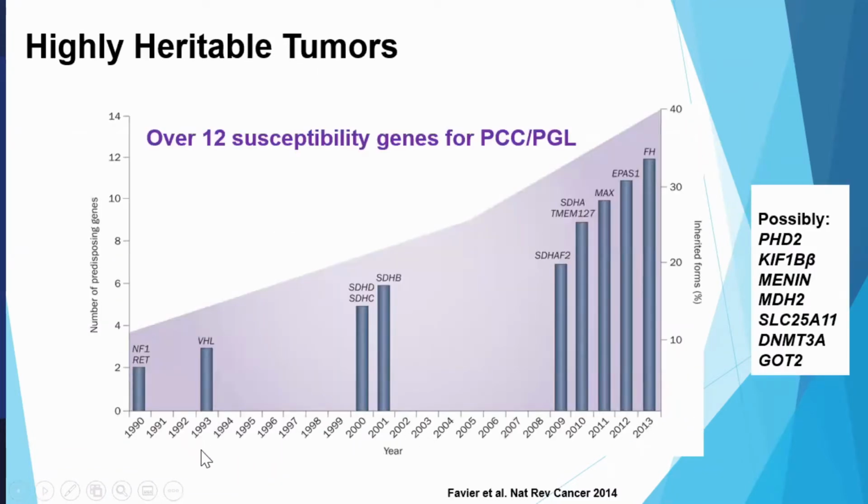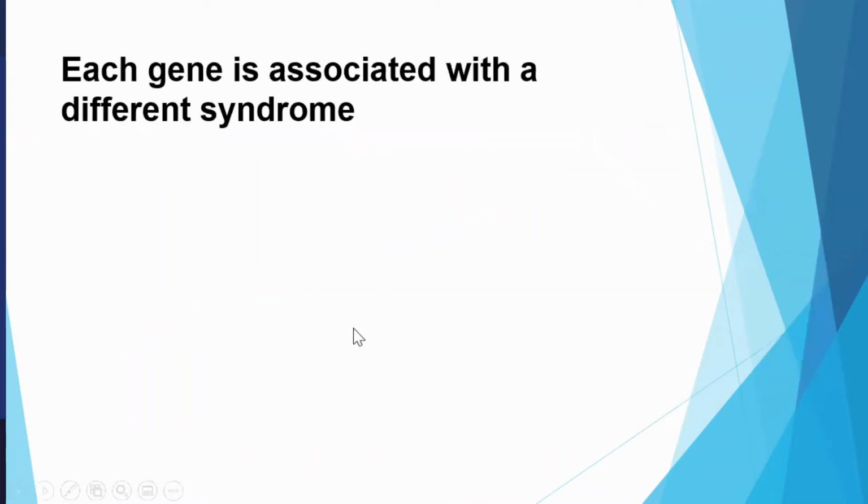Turns out it's not just one gene. There are many, many, many genes that contribute to Pheo Para. In fact, from the early 90s, there were 3 genes that were recognized, NF1, RET, and VHL. But in the last 2 decades, many more genes have been found. And here on the right are a list of some other genes that are suggested, perhaps not yet fully proven, but highly suggested to be associated with Pheo Para. So there are many genes that contribute to risk of developing Pheo or Para. And each of these genes is associated with a different syndrome.